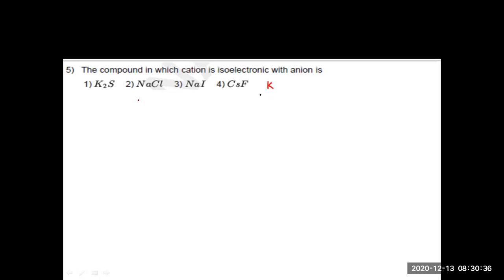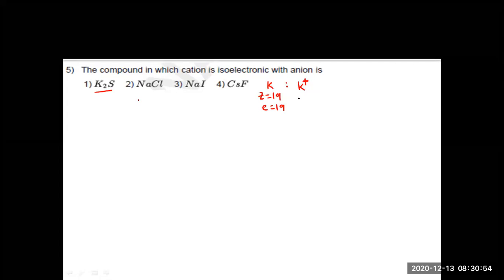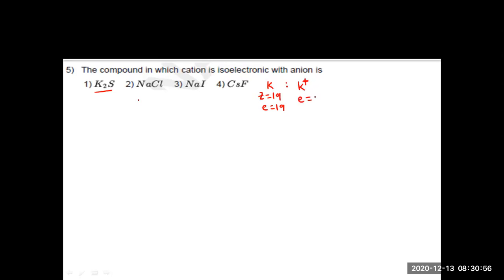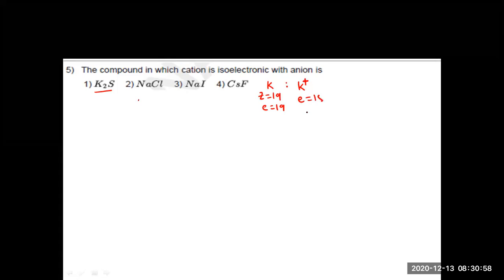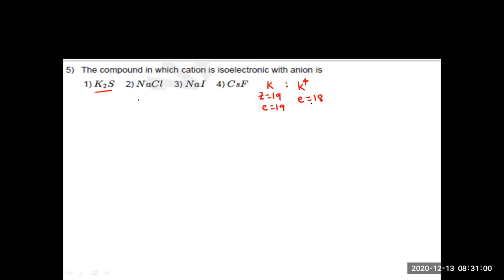Potassium atomic number is 19. There are 19 electrons in the atom. But in K2S, which is the ion present? Is it potassium 2+ or 1+? Potassium is 1+ always. So how many electrons will be remaining in K+? 1 electron would have been removed. So K+ has 18 electrons.